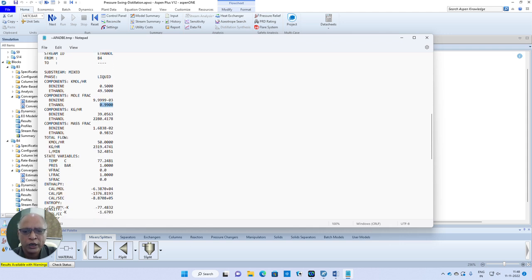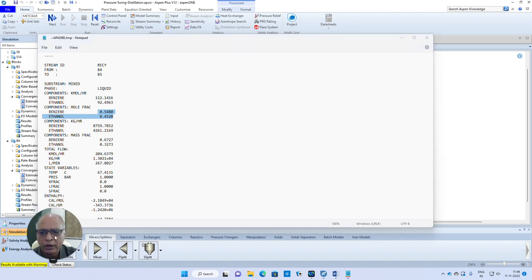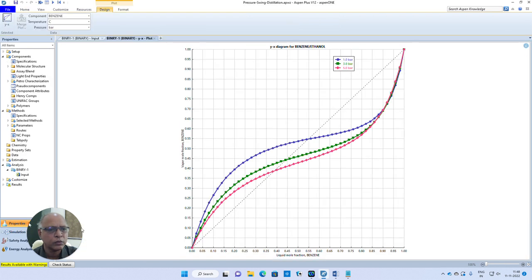And what about the purity of the recycle? You can see 54% and 45% ethanol, right? These are the mole fractions from the top product. As you can see, probably from the diagram, now 54% is towards the left of the particular azeotropic composition. That's why we were able to completely separate out the given mixture. So this is only for demonstration purposes.